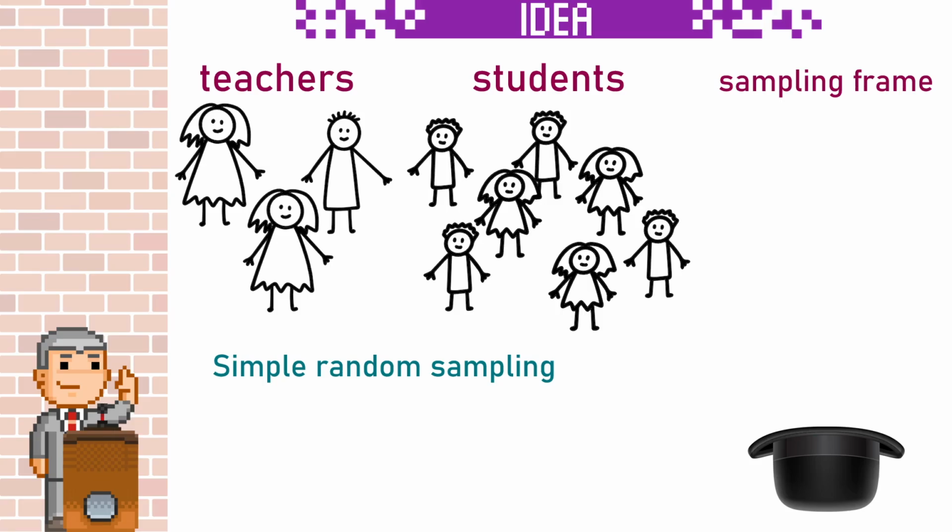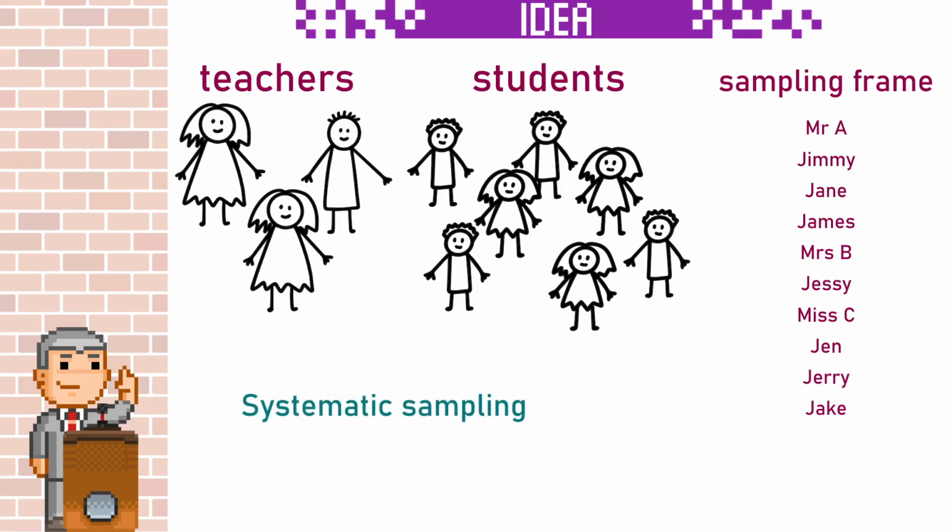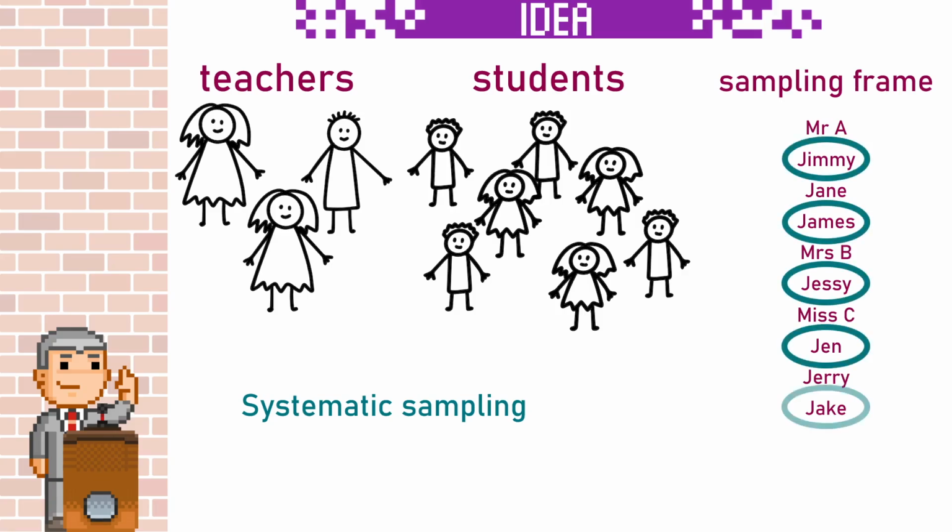We could also number each person and use a random number generator on a calculator, for instance, and select the names that way. With the list of names, as long as they are written in a random order, we could use systematic sampling. We select, for example, 1 in every 2 names.